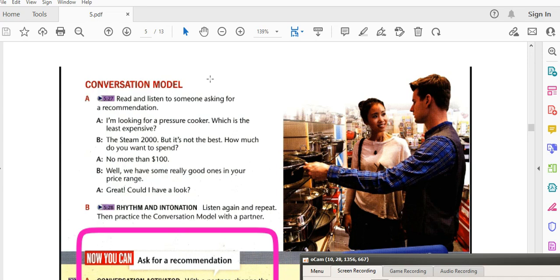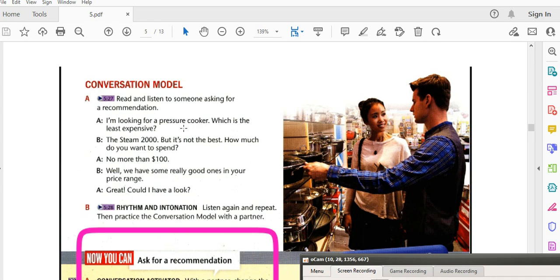Number 27. Page 113. Conversation model. Exercise A. Read and listen to someone asking for a recommendation.